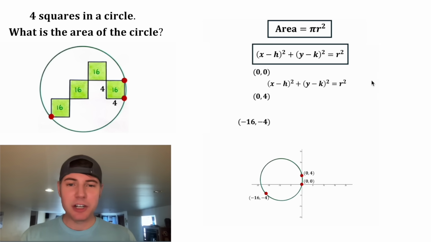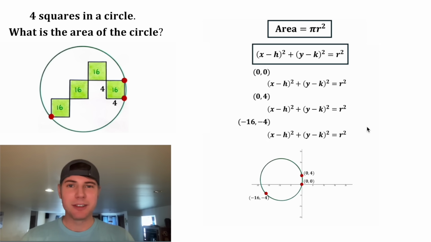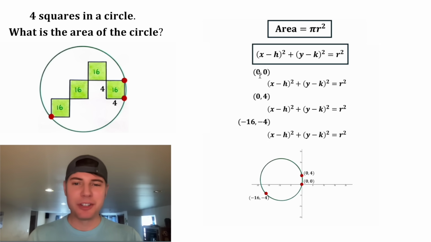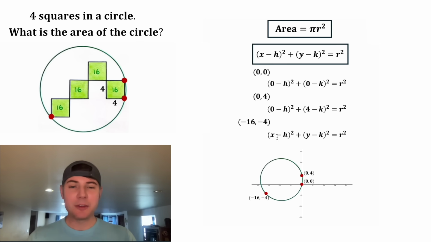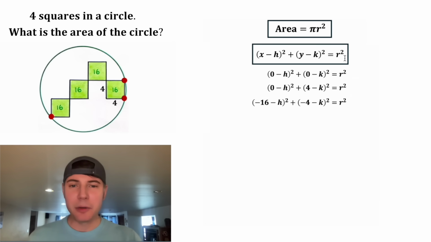Let's take this equation and let's copy it down 3 times. For the first one, we're using the point (0, 0). So let's plug in 0 for the x and 0 for the y. For the point (0, 4), let's plug in 0 for the x and 4 for the y. And then for this point, in the place of the x, let's plug in negative 16. And in the place of the y, let's plug in negative 4. Now we have 3 equations and 3 variables. Let's solve for those variables.